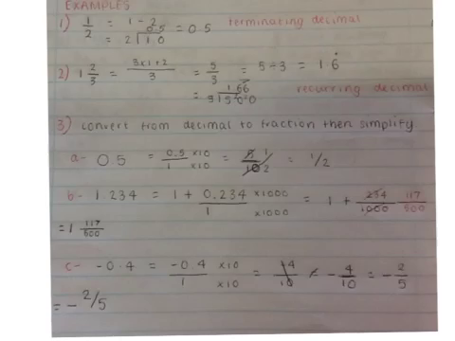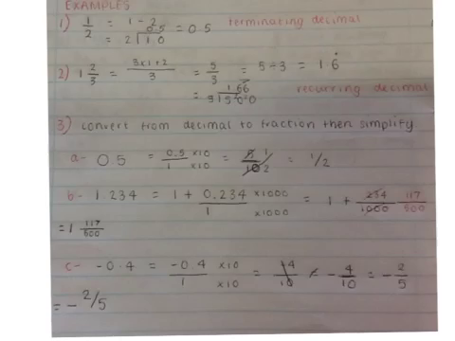Now, what if we have 1.234? Okay, as you can see here, what I've done is I've separated the whole number component, which is 1, and added the decimal component, which is 0.234. Again, 0.234 is the same as saying 0.234 over 1. And now the next step is we want to convert 0.234 to a whole number.